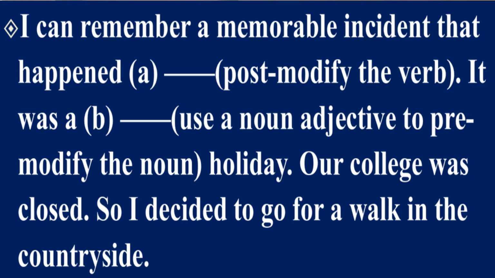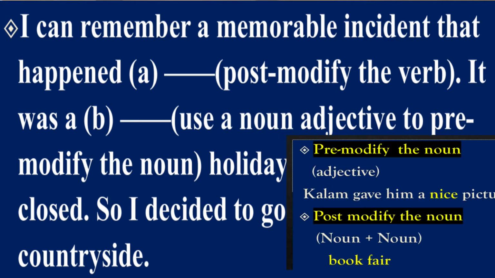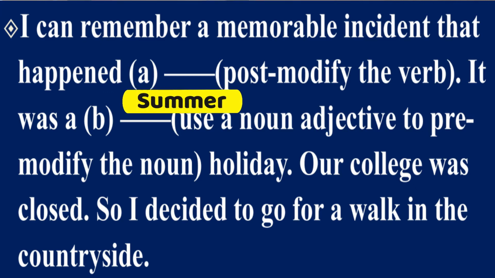Now come to the next line. It was a dash holiday. Here we are asked to use a noun adjective to pre-modify the noun. I mean, we'll find another noun to fill the gap. So here we can put summer or winter holiday. So it would be our answer. It was a summer holiday or it was a winter holiday. Our college was closed, so I decided to go for a walk in the countryside.